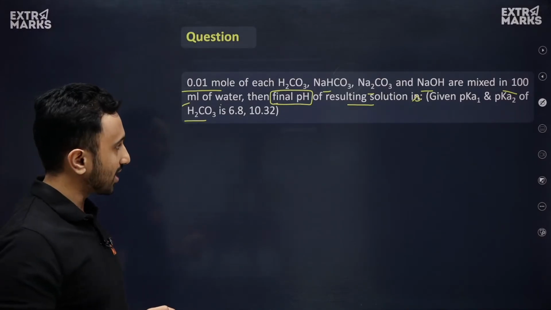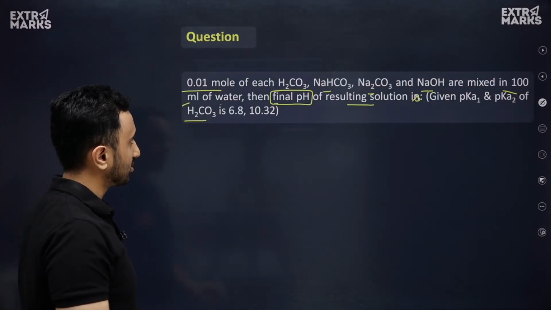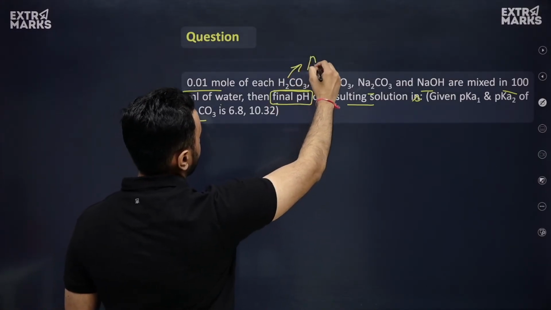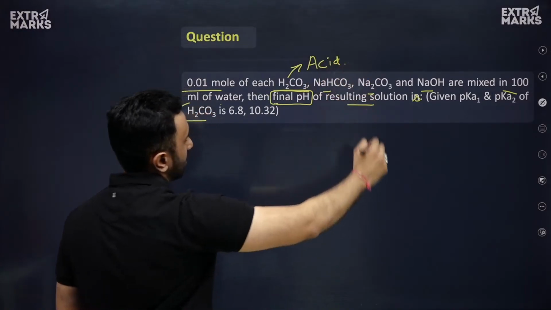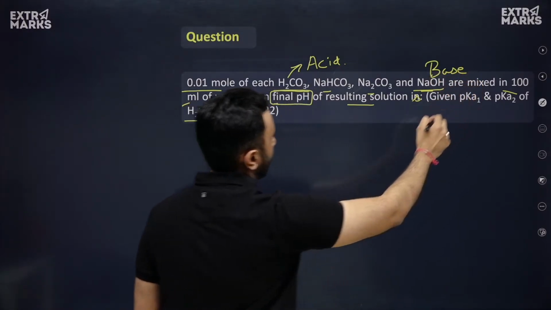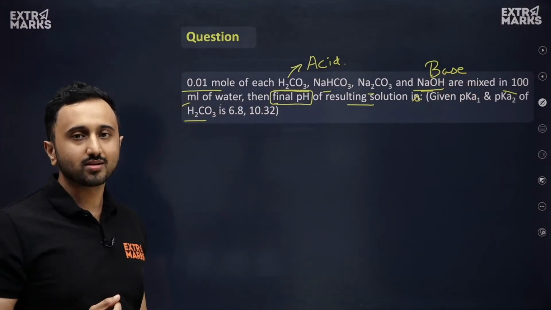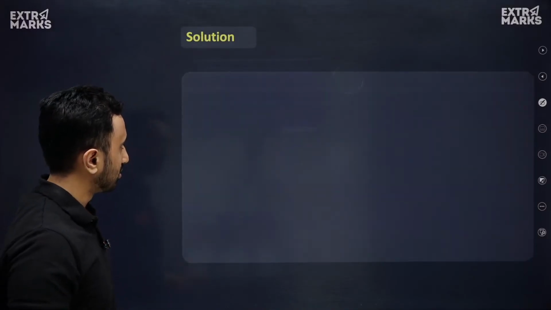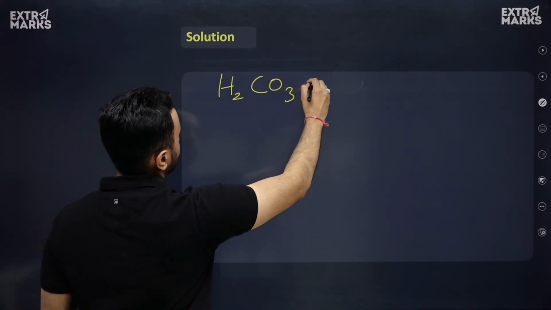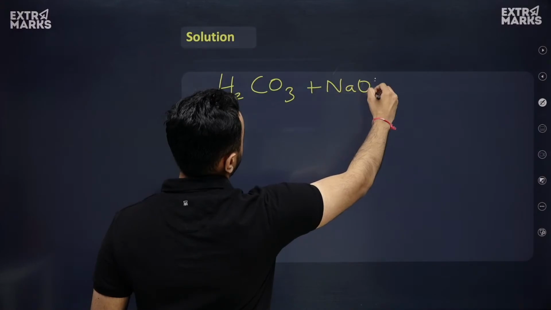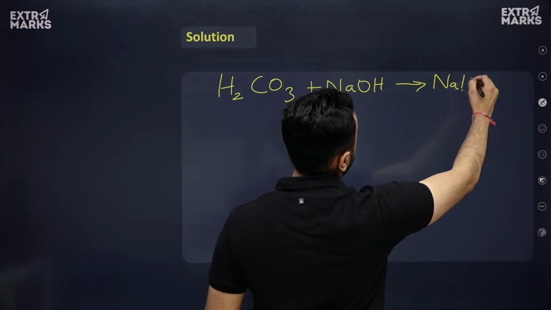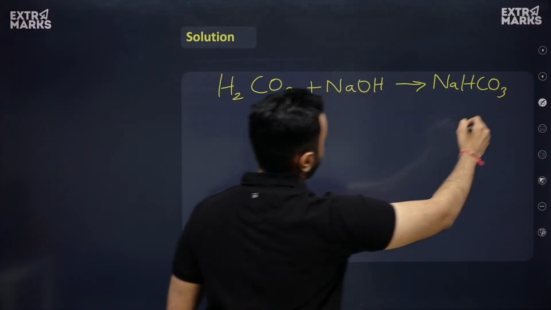Now, how will we do this question? It's very simple. Here we have H2CO3, which is an acid, right? NaOH is a base. Whenever you add acid with base, a neutralization reaction will happen. So we need to do H2CO3 plus NaOH. First it will form NaHCO3, right?